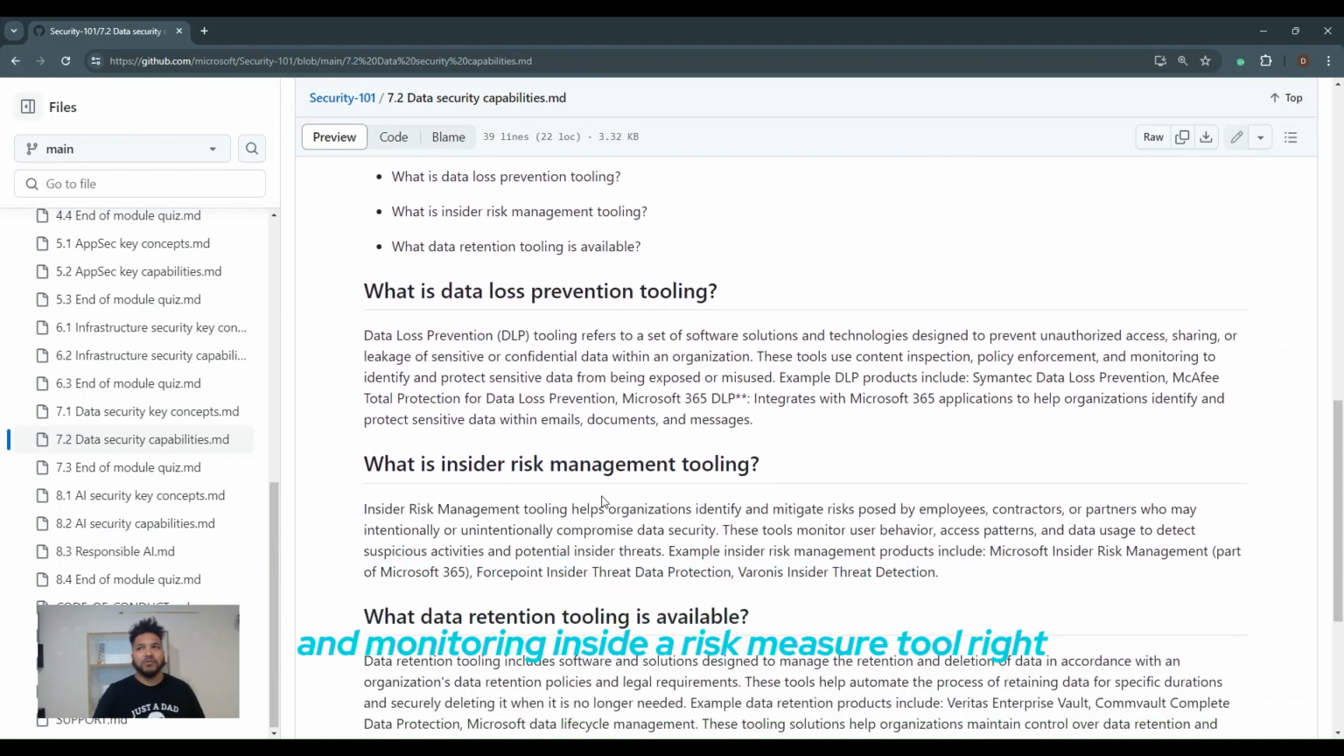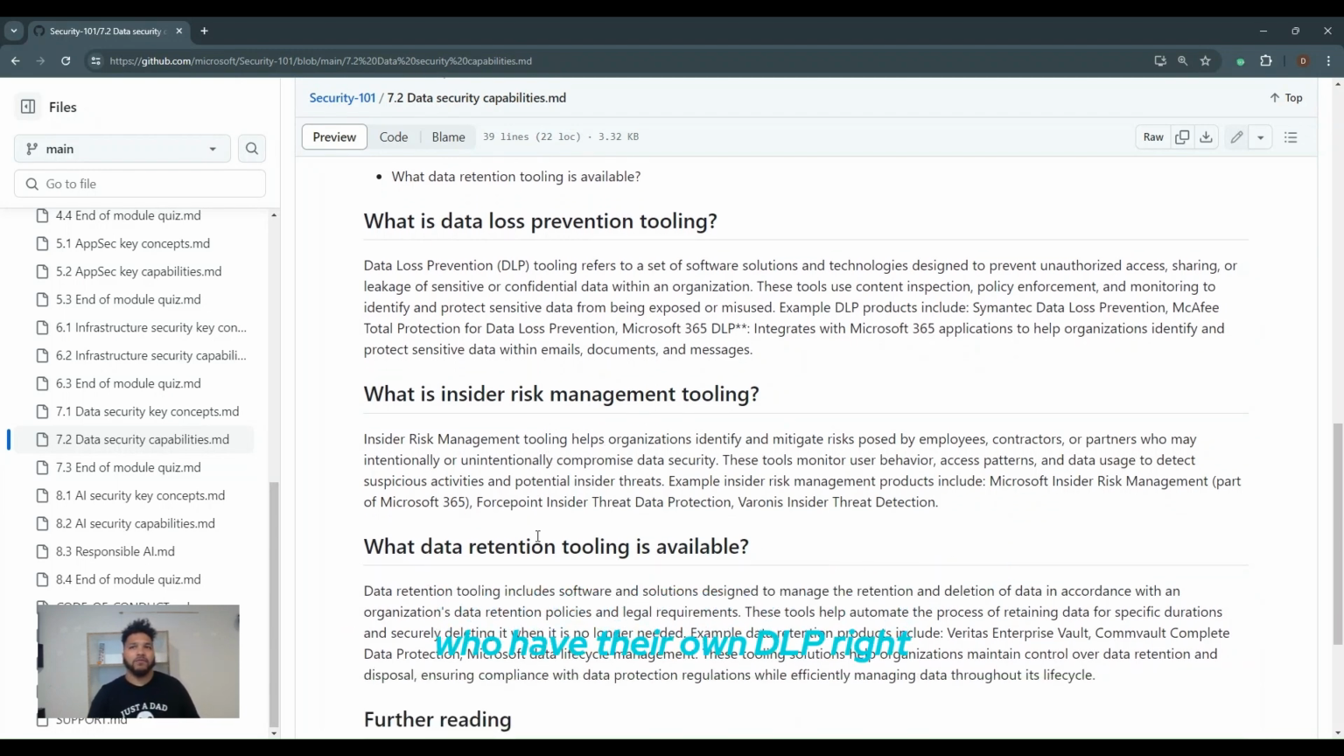Insider risk management tooling. There's all kinds. There's tools that monitor user behavior, access patterns, and data usage. We all want to monitor the analytics for when an anomaly happens. There's all kinds of different insider risk tools out there. Again, Microsoft tools, I'm a Microsoft fanboy myself, but there's also Varonis, there's Forcepoint, and again, SASE solutions will have their own DLP. Retention tooling, there's again all kinds of retention tools to help hold data.